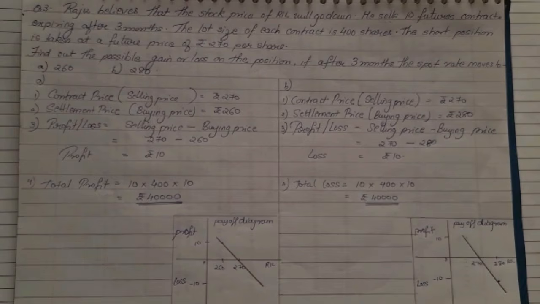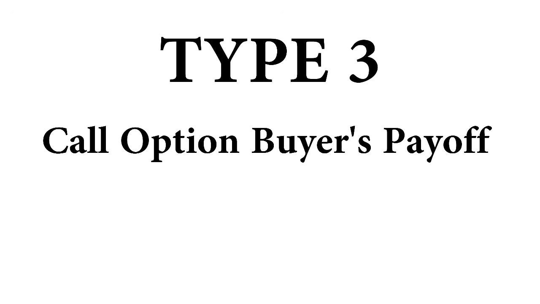I hope everyone has understood it. Chalo, now let us jump to the next type, number 3. Type 3 is based on call option buyer's payoff problem sum. Okay, so let us see how to solve sum based on call option buyer's payoff along with the diagrams. Under call option we are going to solve sum based on buyers, also known as holders payoff. So let us first note down the rules which will be required in order to solve the sum.